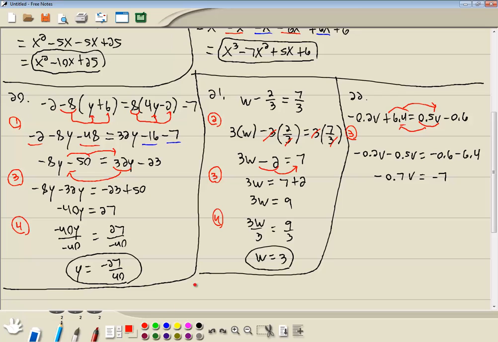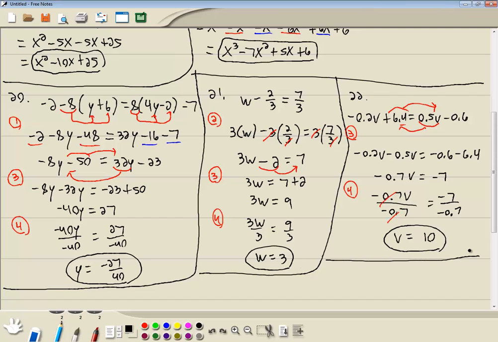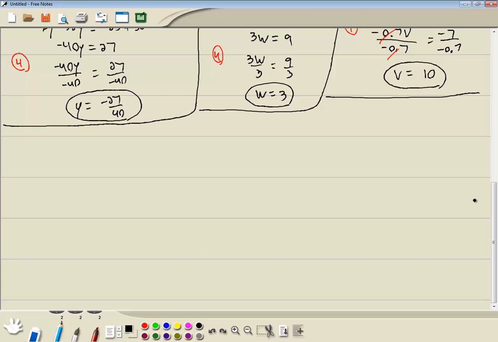Okay, step 4. Divide both sides by the number in front of your v. Number in front of v is a -0.7. And when I do that, those -0.7's cancel. And negative divided by negative becomes positive. And this gives me 10, I believe. Move that over, move this, that'd be 70 divided by 7, yeah, 10. So our answer is v is equal to 10.